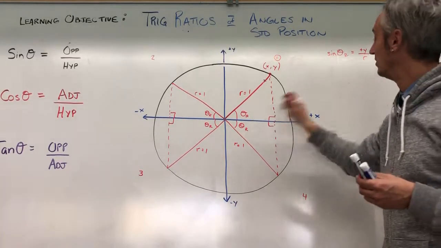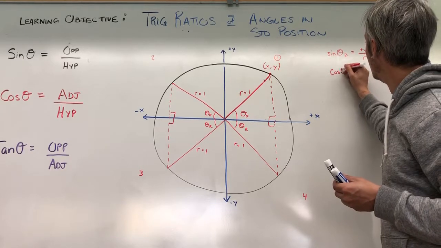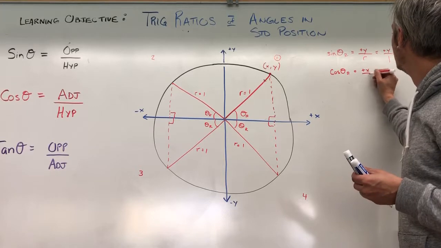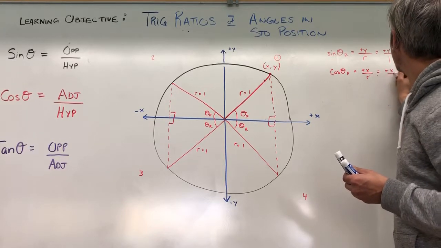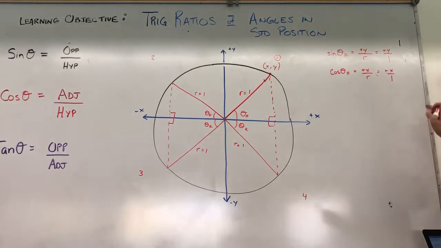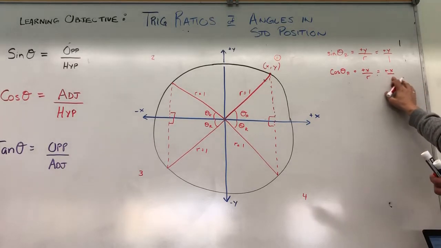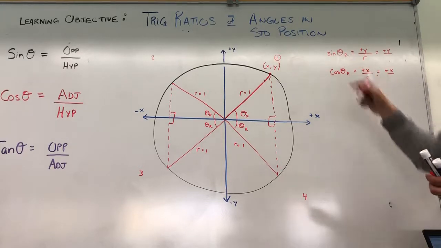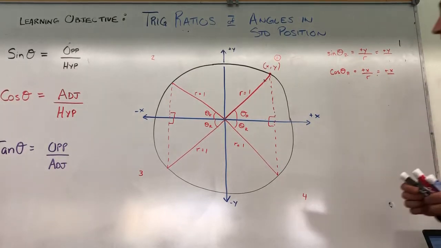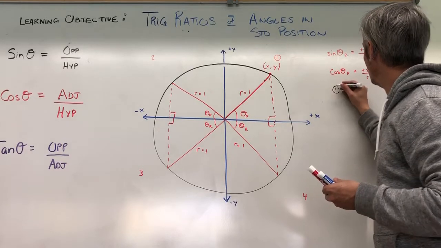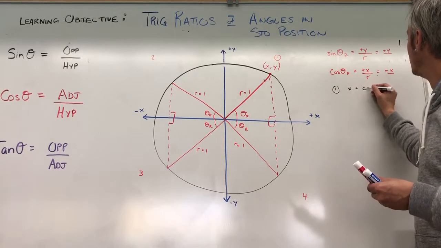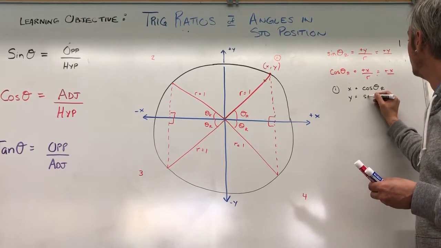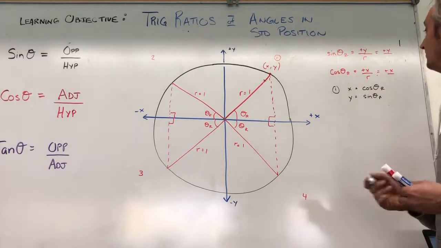And cos of that angle is always going to be a positive number x divided by my radius, or positive x over 1. We can get rid of the over 1, and we get x is equal to cos of r, and y is equal to sine of r. So in quadrant 1, my x coordinate is equal to cos of my reference angle, and my y coordinate is equal to sine of my reference angle.